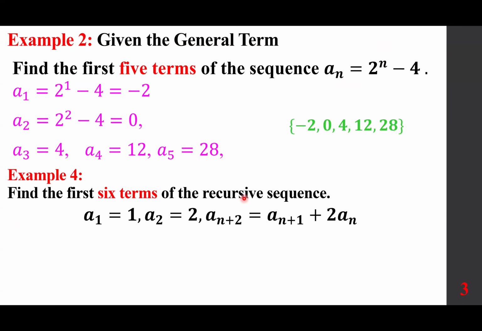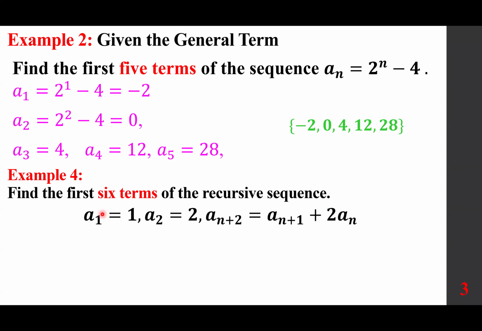Find the first six terms of the recursive sequence where a sub 1 is 1, a sub 2 is 2, and a sub n plus 2 is a sub n plus 1 plus 2 a sub n. So we need to do four more. First and foremost, understand the meaning of this. If you want to find a term, a sub n plus 2, you go to a sub n plus 1. That means you go to the previous one. You grab the one before that. And then this one is before that. You grab the one before that, you multiply it by 2, you add them up.